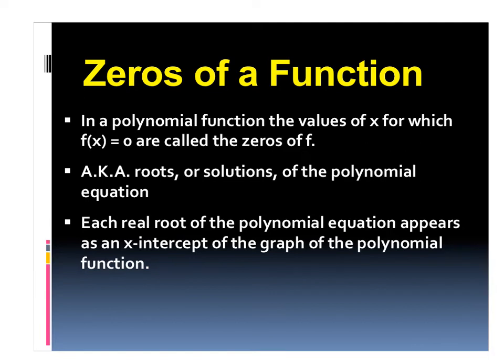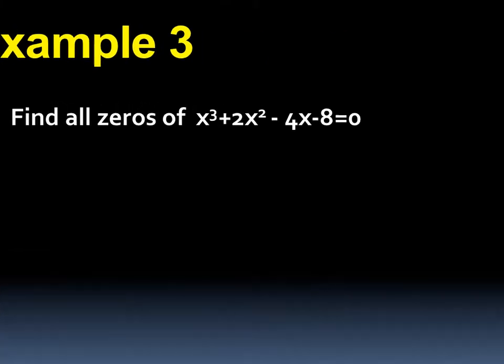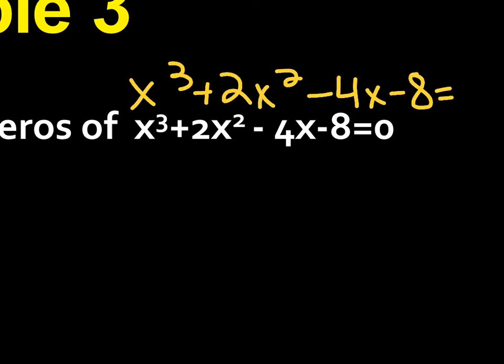So we're going to take our equation, set it equal to 0, factor it if we need to, solve it, and figure out what those roots are. First example, find all zeros, and this one's already set equal to 0. You could see it as this plus 2x to the second minus 4x minus 8 equals f of x. And you have to know that finding the zeros means making f of x be 0, okay?